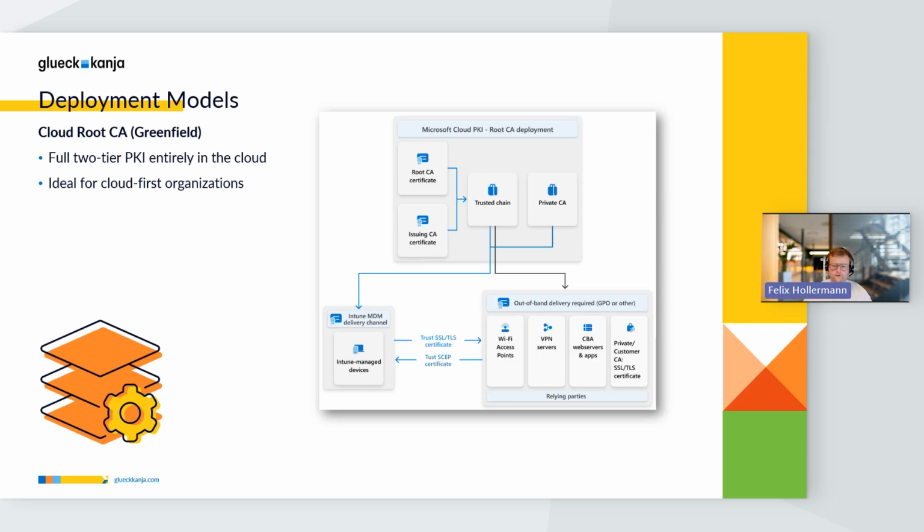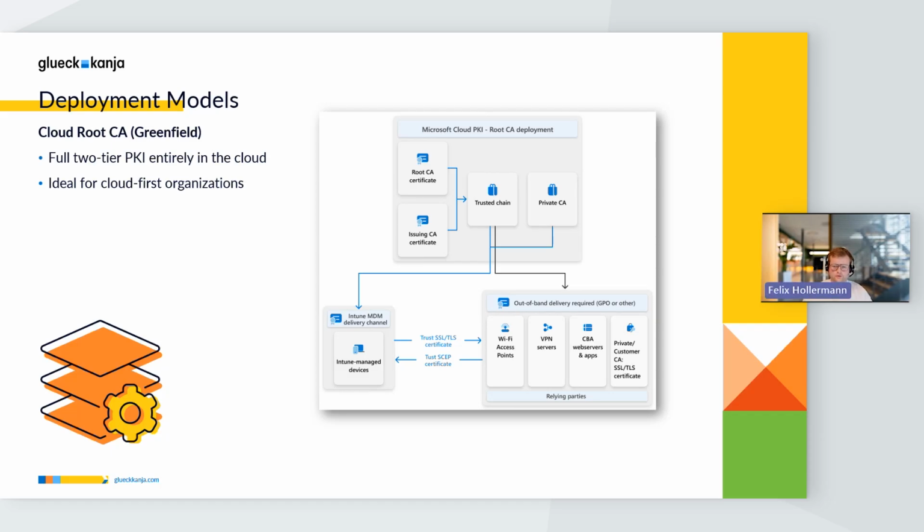On the top left, you see two certificates, the root CA certificate and the issuing CA certificate. These are created by Cloud PKI and everything else is based on them. In the middle, you have the trusted chain. This is what needs to get distributed to the right places. You also see the private CA on the right. That's for any existing TLS certificates your network services are already using. That's separate and not coming from the Intune Cloud PKI.